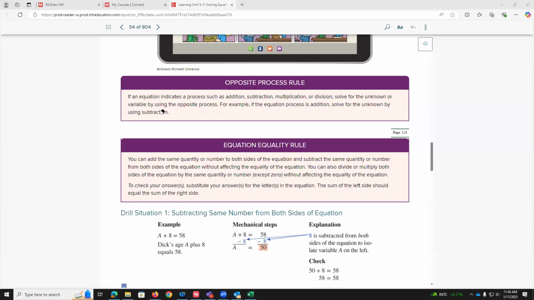So the opposite process rule really just says if an equation indicates a process like addition, if we're adding, to solve for the unknown, you've got to use the opposite. And so we need to think about, okay, what are the opposites? Well, adding, the opposite is subtraction, right? And then if we are going to be multiplying, the opposite would be dividing. And that also goes vice versa. So if we're dividing, the opposite would be multiplying. And if we're subtracting, the opposite would be addition. So these are just some key points that you'll need as we go along.